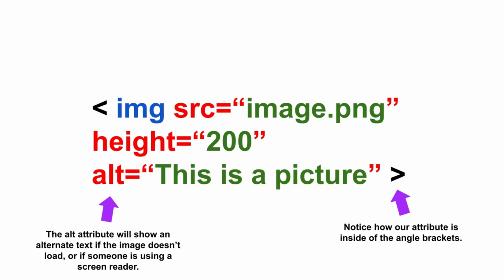To write alternate text, write the alt attribute, short for alternate, followed by an equal sign and a set of quotation marks. Inside the quotation marks, write your alternate text, and also make sure to write all of that inside the angle brackets. And that's it. Image element in HTML lets programmers put images on their website.